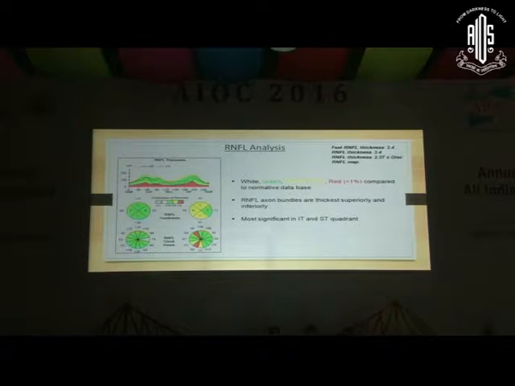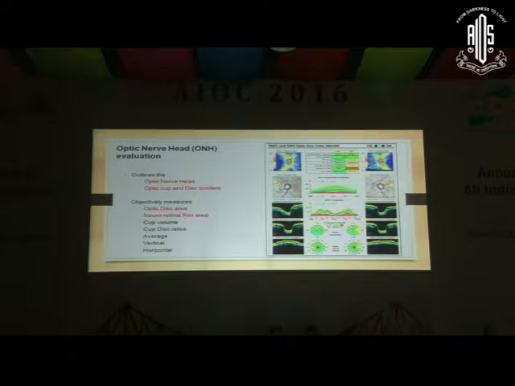The fast RNFL scan with a 3.4 millimeter diameter is used most commonly because it has the least motion-related artifacts, but you can use any of the scans that you prefer. Also remember that the RNFL axon bundles are thickest superiorly and inferiorly, and the thinning in the inferotemporal and the superotemporal quadrants is the one that is most important.